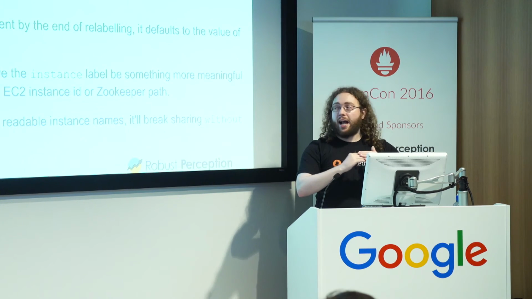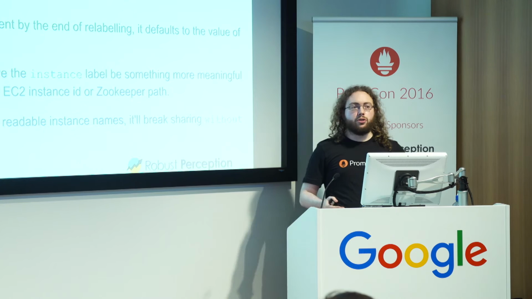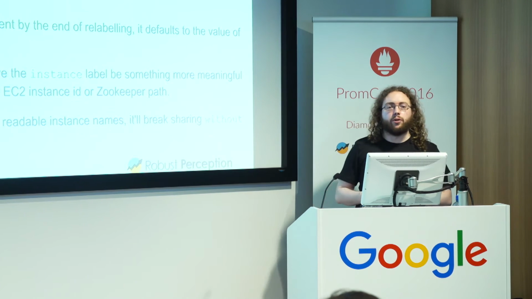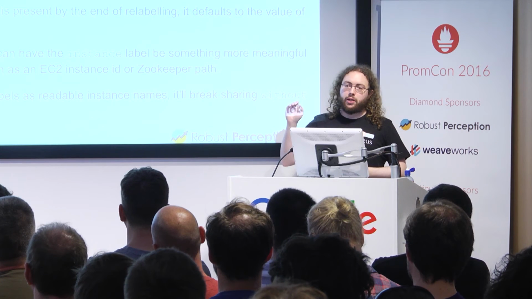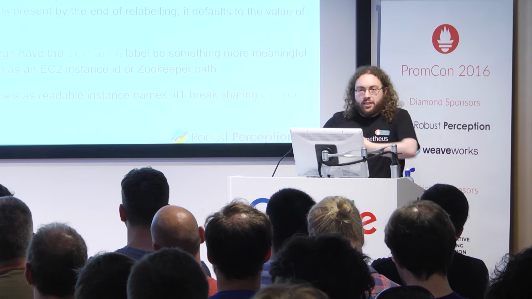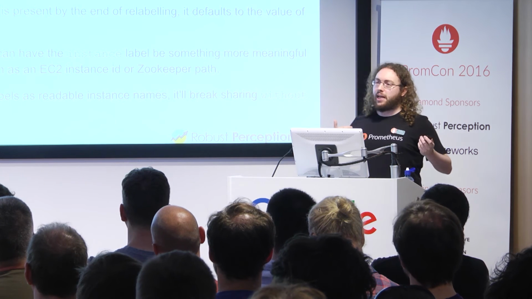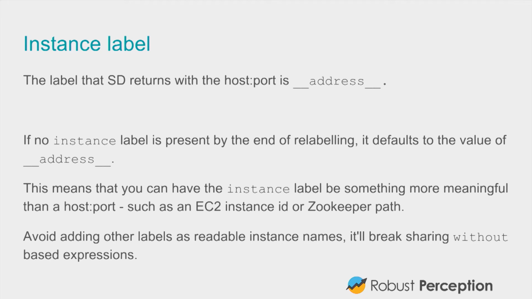So if you're using the server set or the nerve discovery, you could have the address be the address, because we kind of need to talk to it. And then the instance label be a zookeeper path, or anything else that makes sense to you. And because of this, there's no need to add additional alias or host labels or whatnot. You just use the instance label for what some unique name for that instance is.